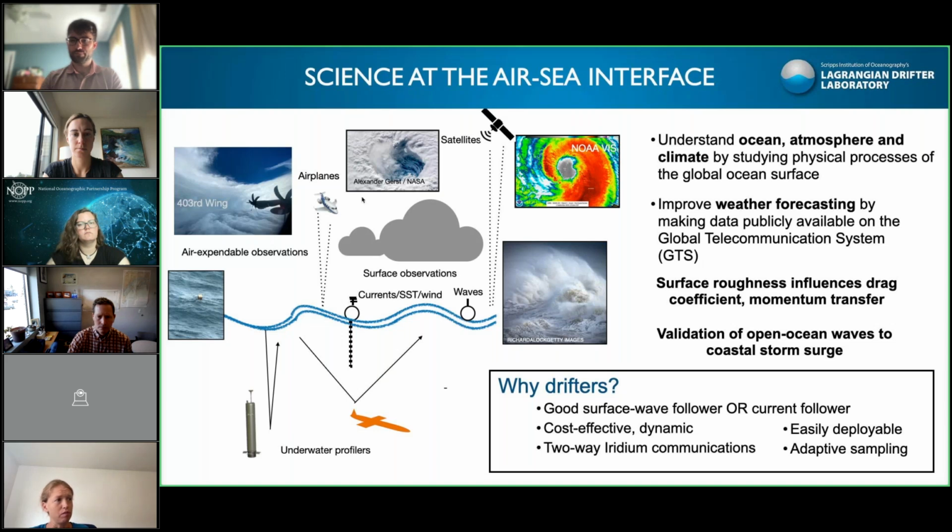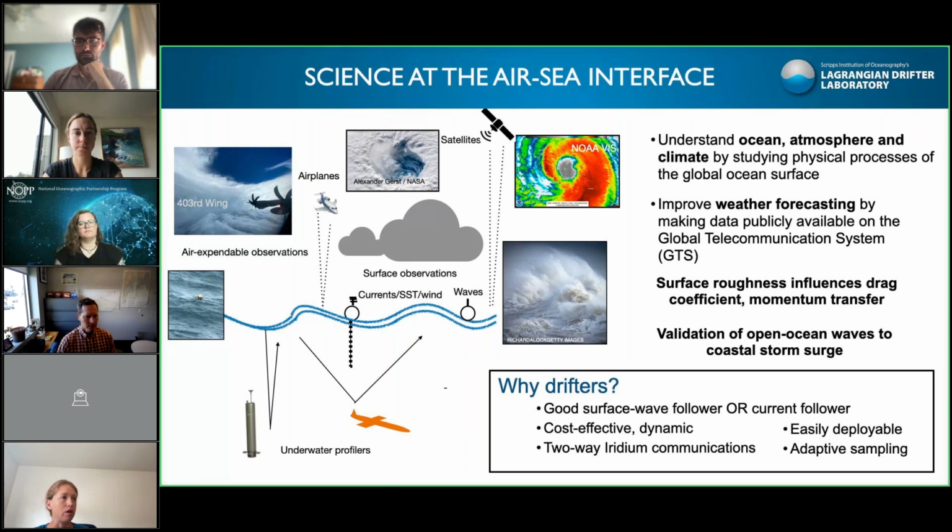Hurricanes, both below the ocean and above. So there's airborne observations. You typically see the hurricane hunters putting out expendables, and satellite observations, but there are fewer surface observations. And so many people ask, well, why drifters? I think as Isabel and Jake and Jim already made the case, they're easy to deploy, and they're also cost effective. You can get them in the right time in the right place, and they're on the surface as opposed to below or above. But they're also very dynamic. We can configure them in different ways.